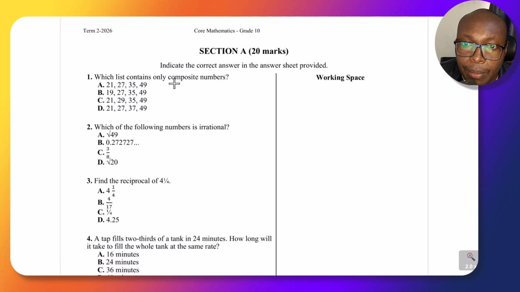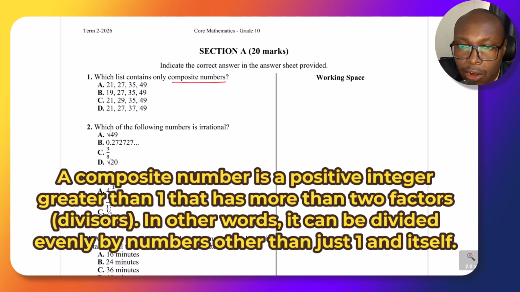So a composite number is any number that has at least one factor other than 1 and itself. You know that a number that is only divisible by 1 and itself is called a prime number. So we're not looking for that. A composite number is that number that, apart from having 1 and itself as a factor, has at least one other factor. It can be 1 or more.